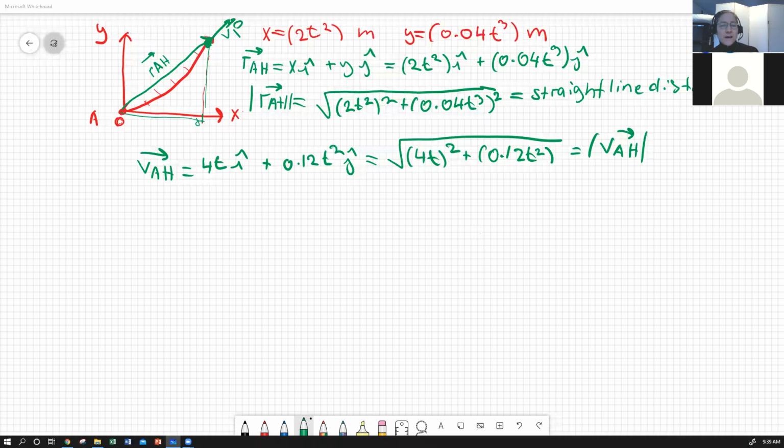So let's see. Do you think the acceleration is going to be constant in the x direction? Show of hands, who thinks it's constant? I do. Okay, so the acceleration with reference to point A of our helicopter, we're going to take another time derivative, d/dt. We're going to end up with 4 i hat plus 0.24 t j hat, and we can do the same deal.